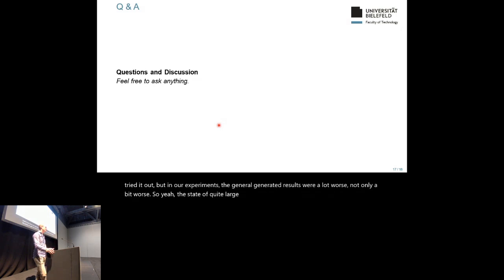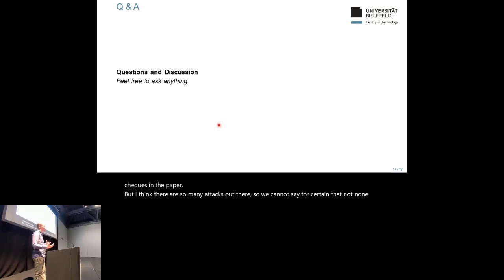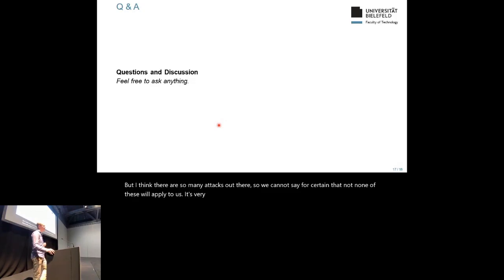Also, we generated over 10,000 genomes, and for us, these attacks didn't work on our model. We tried some of the attacks described in the paper a bit. But I think there are so many attacks out there, so we cannot say for certain that none of these will apply to us. It's very difficult to make this provable.